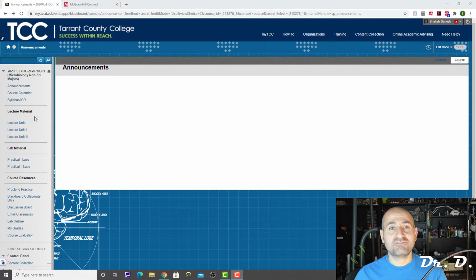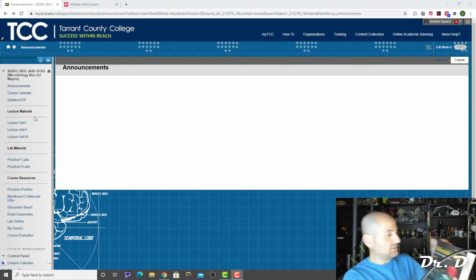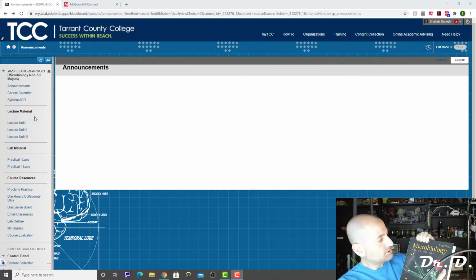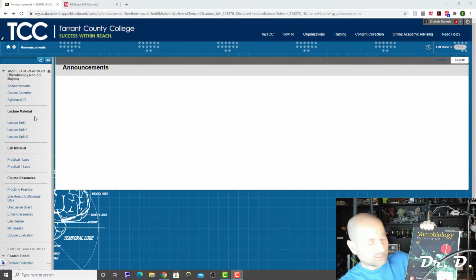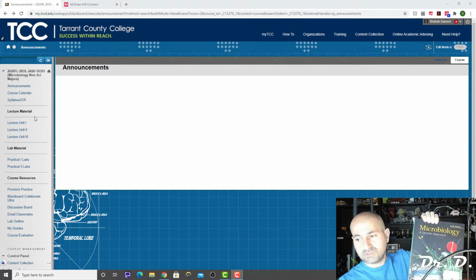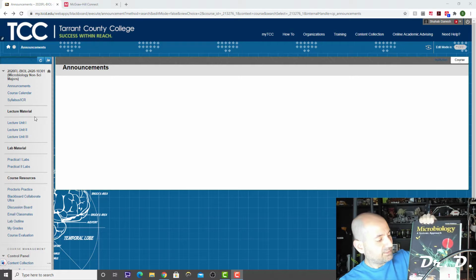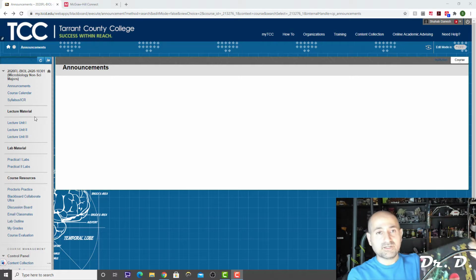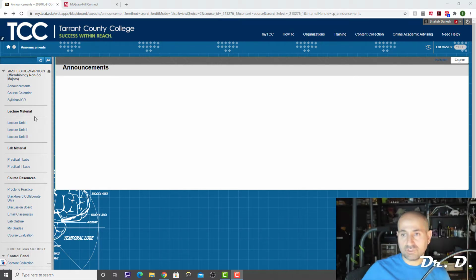Other than this, you have the Connect system, which accompanies your McGraw-Hill book. This is your book, Microbiology, A Systems Approach, 6th edition. This is the Cowan book. So this will be your book for the semester. And with this, you've got the McGraw-Hill Connect system as well for homework.